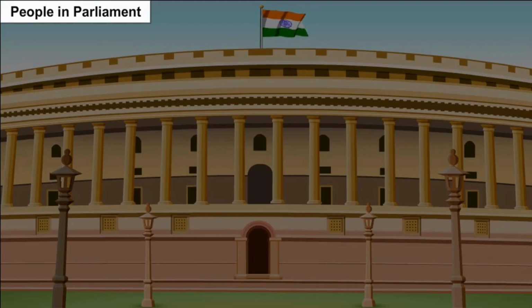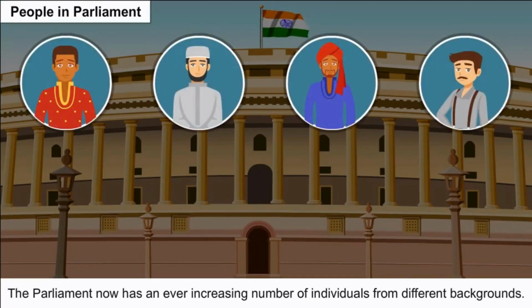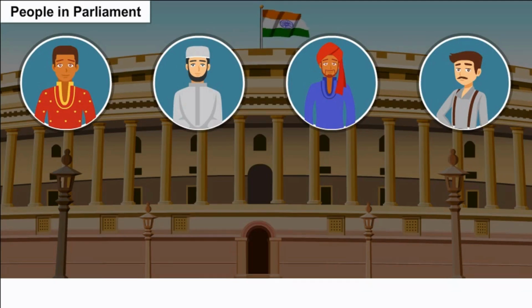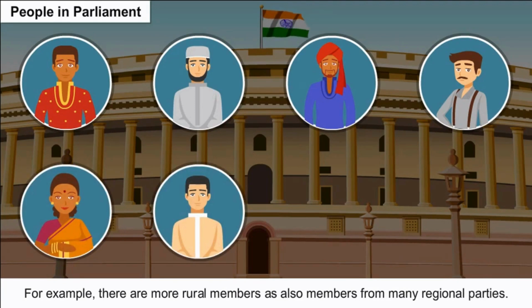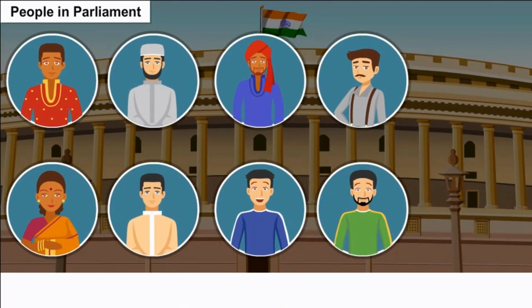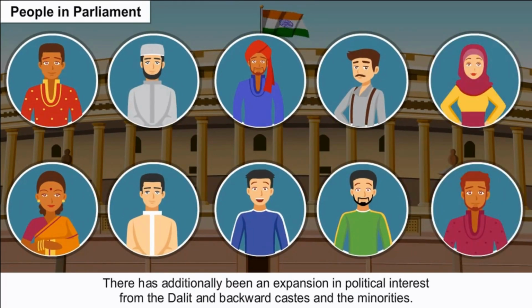People in Parliament. The Parliament now has an ever-increasing number of individuals from different backgrounds. For example, there are more rural members as also members from many regional parties. Groups and peoples that were till now unrepresented are beginning to get elected to the Parliament. There has additionally been an expansion in political interest from the Dalit and backward castes and the minorities.